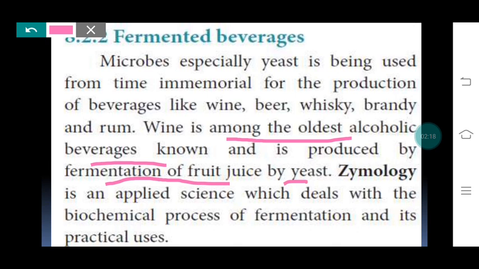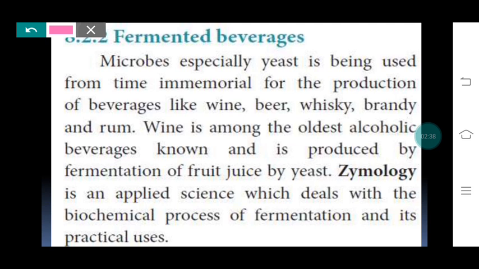And very important, two more questions. Zymology, very important. You can trust this question for your public exam. Zymology is an applied science that deals with two things: biochemical processes of fermentation and its practical uses. So this is what zymology is.